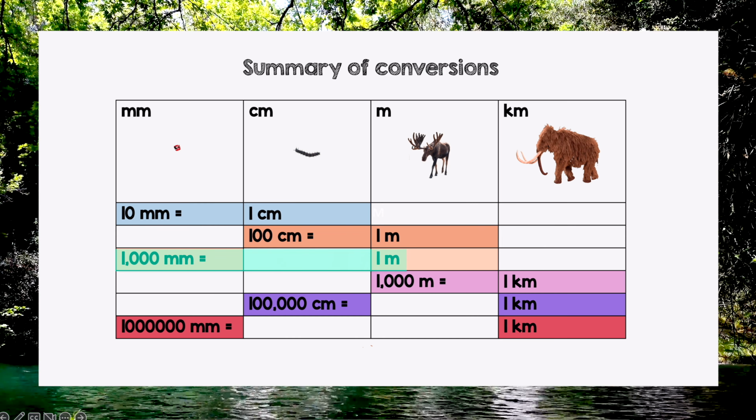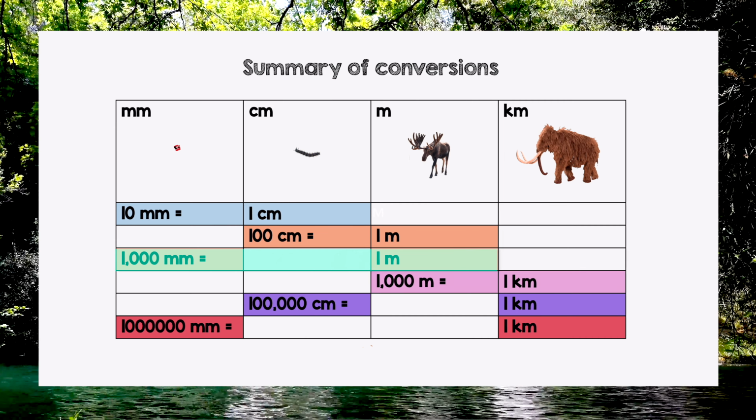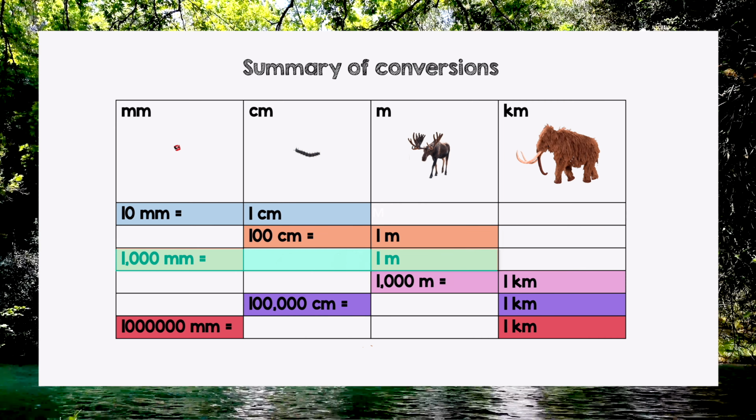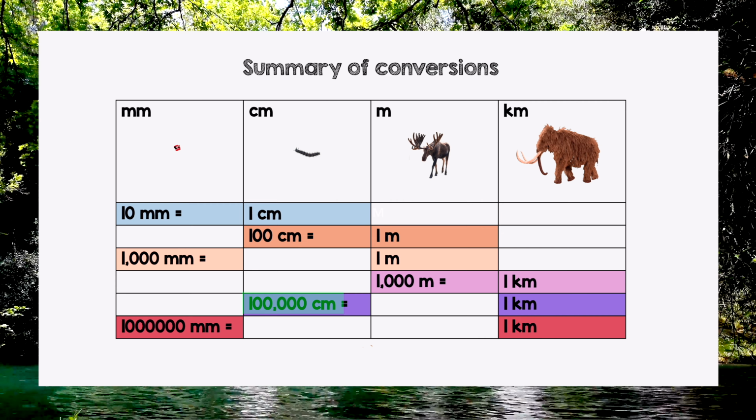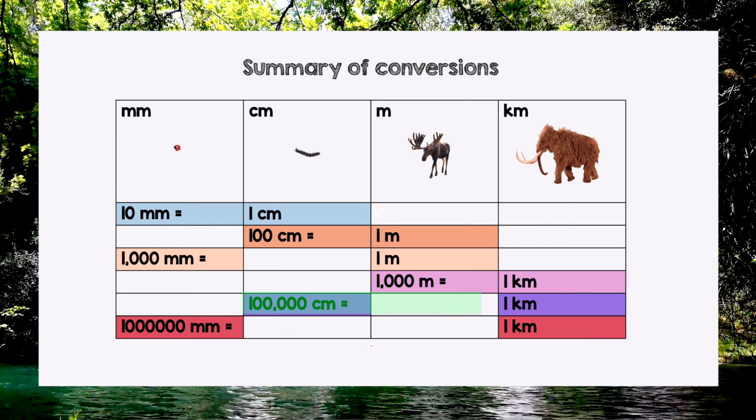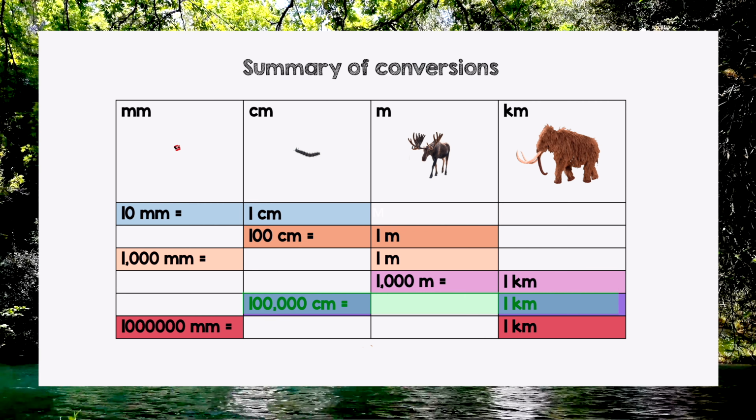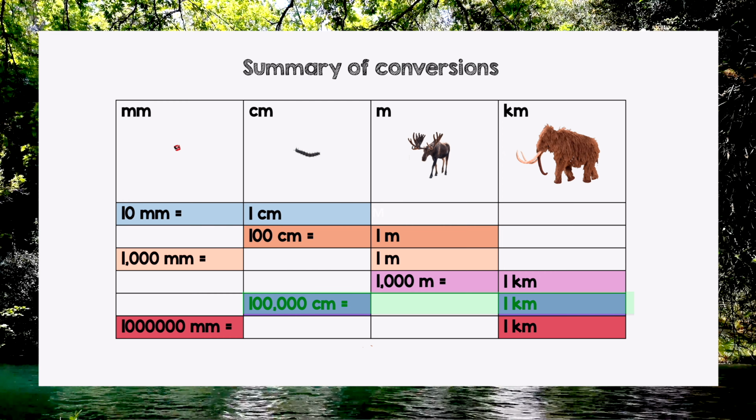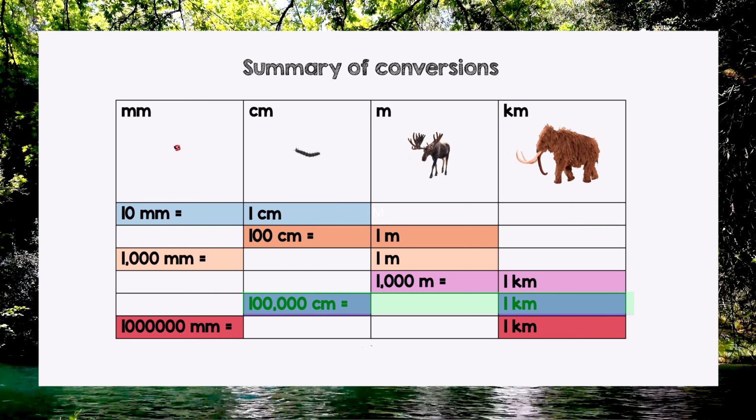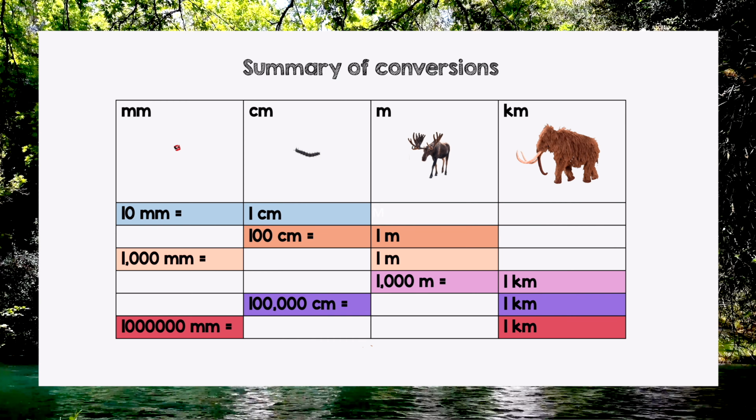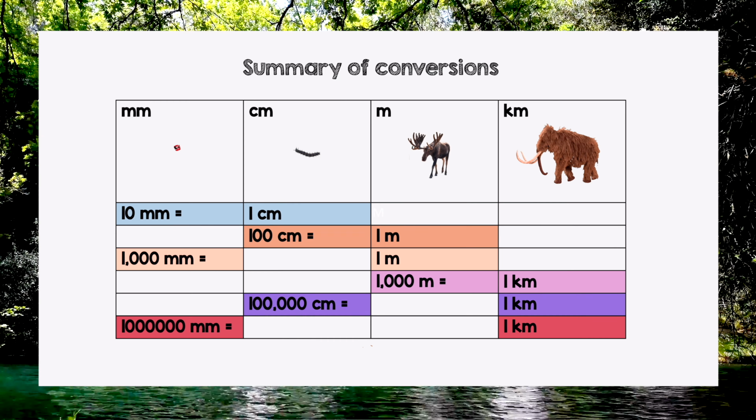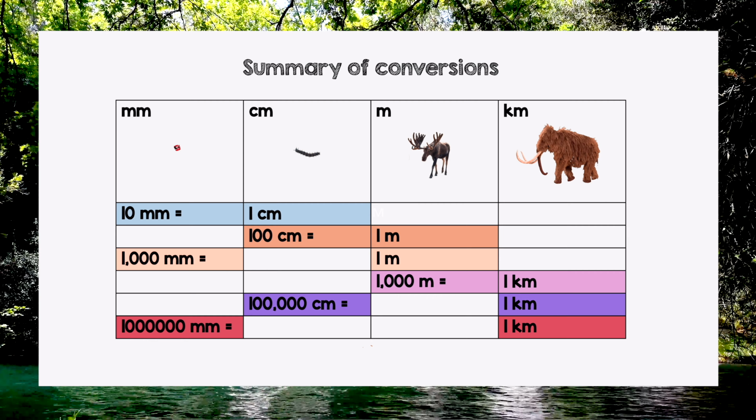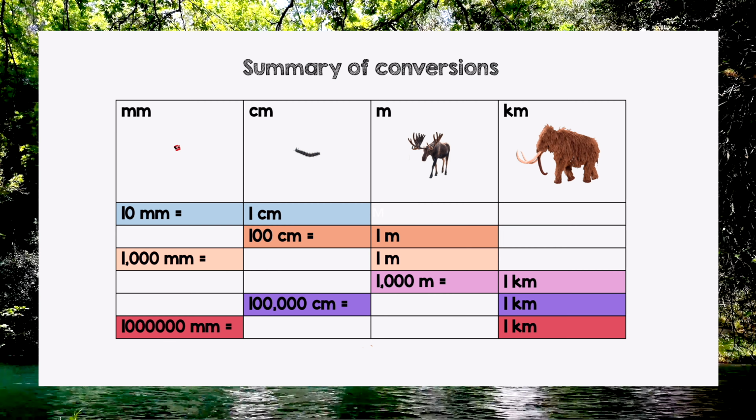If you want to know how many millimetres there are in a metre, it's basically 10 times 100 centimetres, which is 1,000 millimetres in 1 metre. If you want to know how many centimetres in a kilometre, it would be 1,000 metres times 100 centimetres, which would make it 5 zeros, 100,000 centimetres in a kilometre. And how many millimetres would that be? Well, you just take that 100,000 times it by 10, so you get 1,000,000 millimetres in a kilometre.